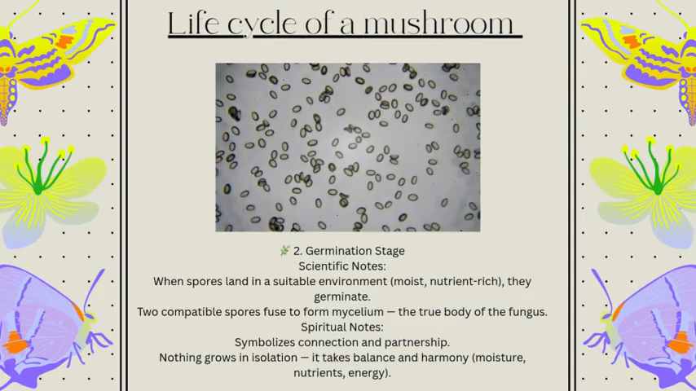So, the second stage is germination. When spores land in suitable, nutrient-rich environments, they germinate. Two compatible spores fuse to form mycelium, the true body of the fungus. And the spiritual connection to this is connection and partnership. Nothing grows in isolation. It takes balance and harmony.